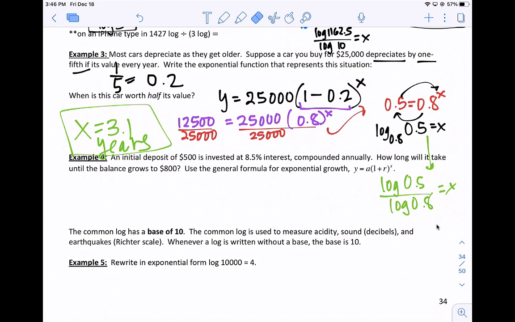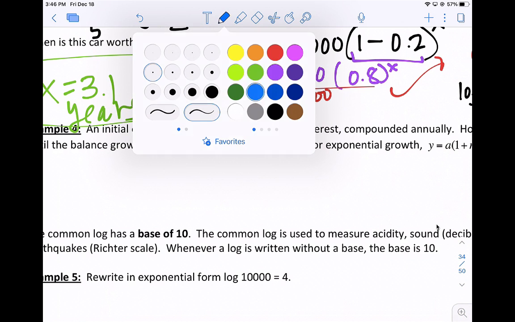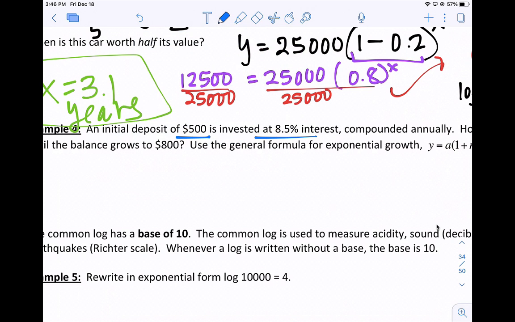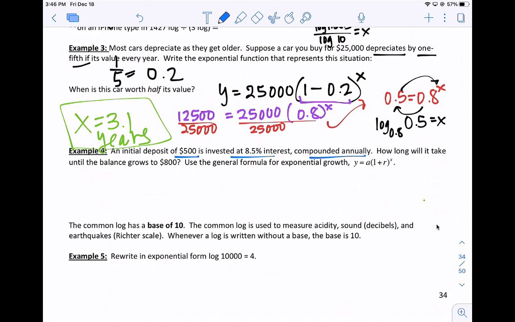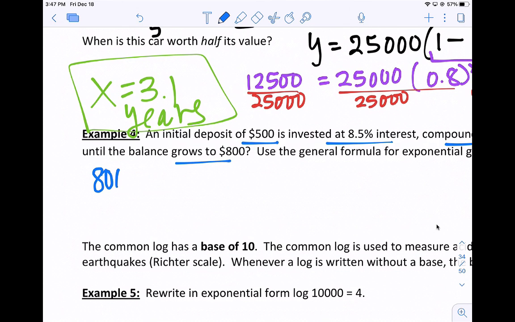Okay, let's try another problem that we've done before with guess and check, but now we can use logs. An initial deposit of $500 is invested at 8.5% interest compounded annually. How long will it take until we have $800? All right, so 800 is the end result. We start with 500. It's growing at 8.5% annually. So a compound interest problem looks something like this.